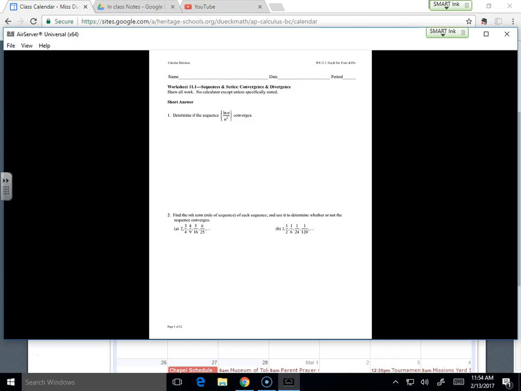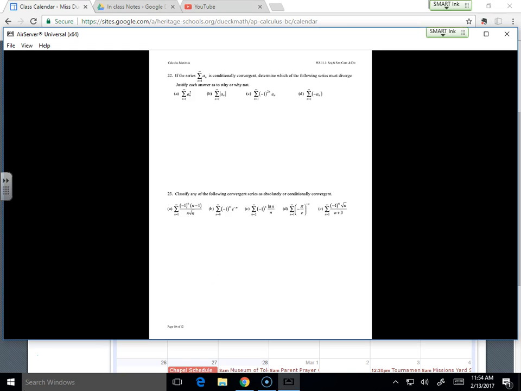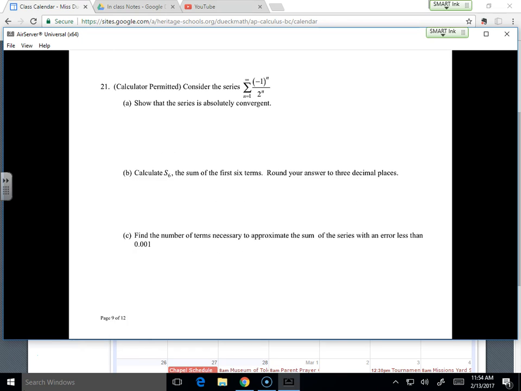21C and 24. Ooh, yeah. 21C is a good one to look at. Do you want me to pick that? That wording, error less than. Then can we also do 28?